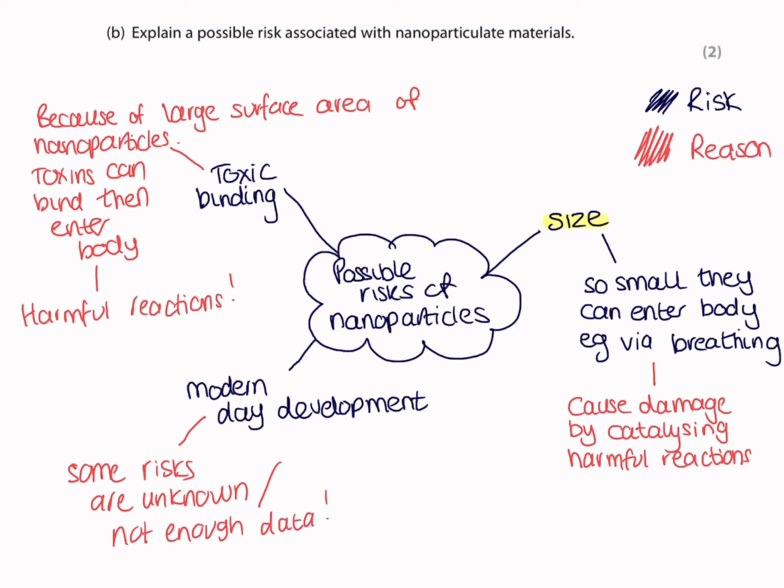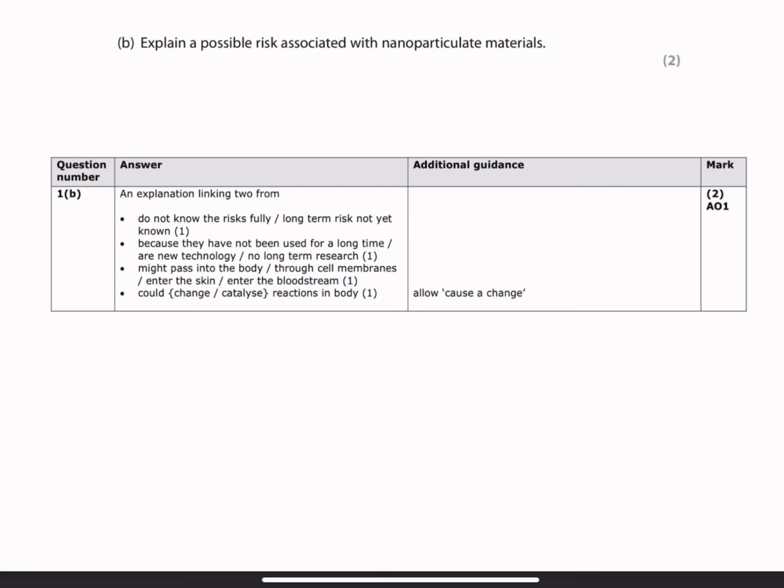So there's our reasons. In the mark scheme, you can get a mark for saying that you don't know the risks fully. Long-term risk isn't known. That is your first point. And then you need to join it together with the reasons. So because they have not been used for a long time, new technology, no long-term research. Both of those are worth 2 marks together.